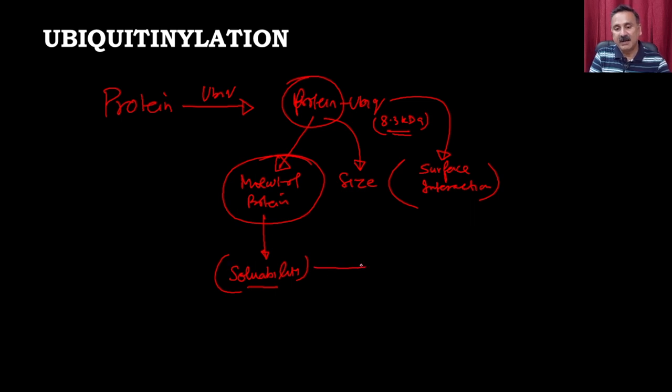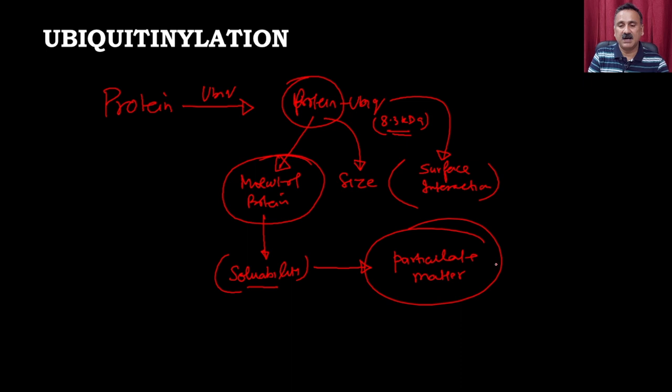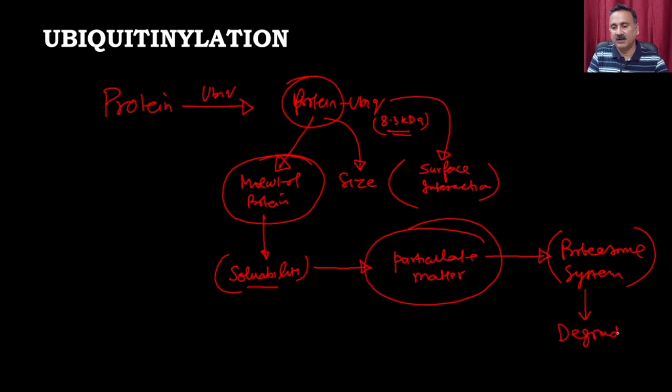This means once the solubility is impacted, it is going to form particulate matter, and these particulate matters are going to be a part of the proteasome degradation pathway. So, it is going to be attracted by the proteasome system, and that is how they will be delivered to the proteasome and degraded by the system. In some cases, the monoubiquitination or polyubiquitination, because it changes the size and the surface interactions, also brings additional functionality into the system.